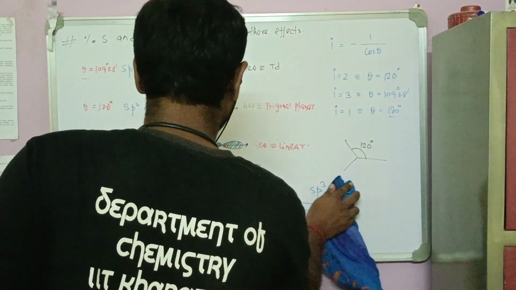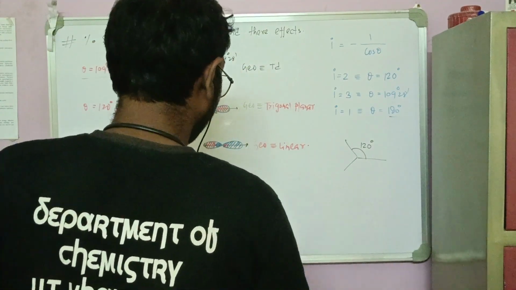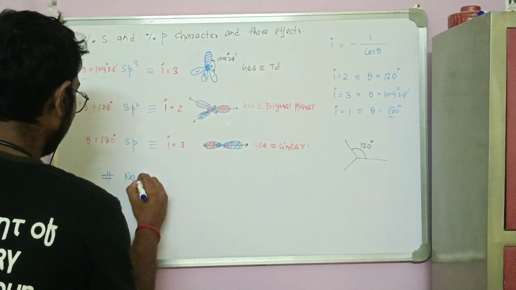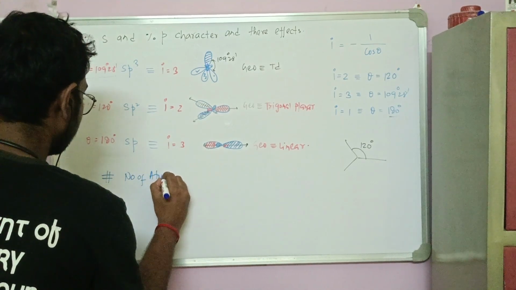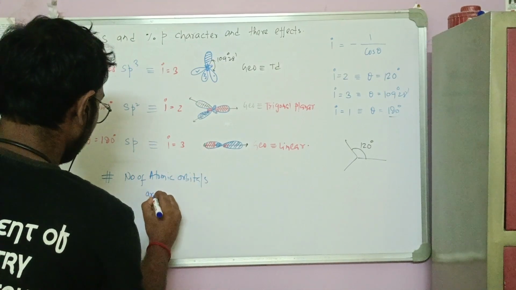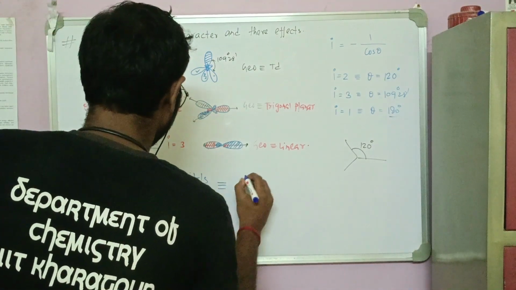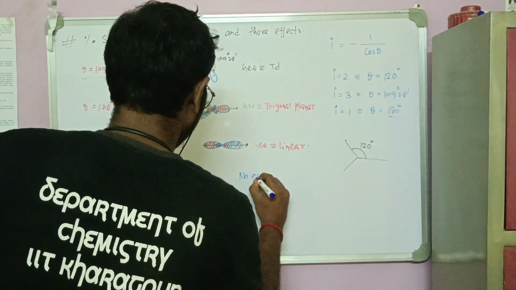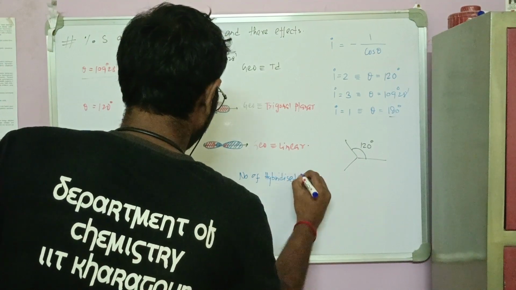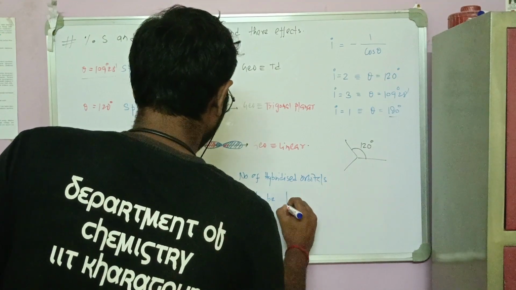So we can say that the number of atomic orbitals mixed equals the number of hybridized orbitals formed. So let's write down over here: the number of atomic orbitals mixed is equal to the number of hybridized orbitals to be formed.